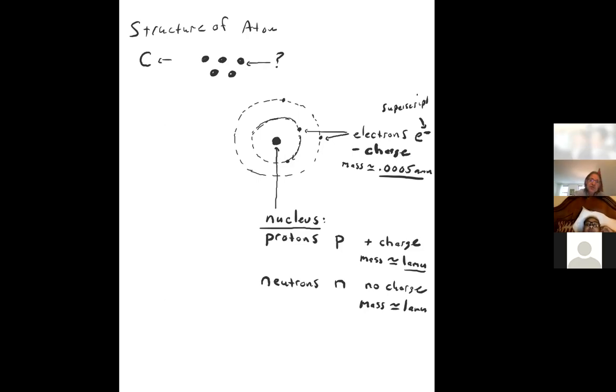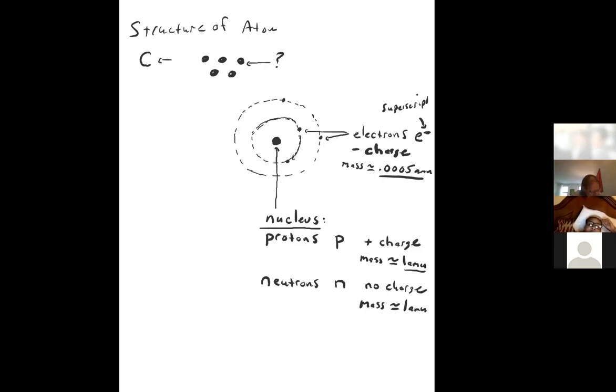Okay, so there's 3 particles. There's 2 that are in the center, which are the neutrons and the protons. And then there's the 3rd particle, which is the electron, which is outside of the nucleus. And just to give you a sense of scale, this picture doesn't really give you the sense of scale.